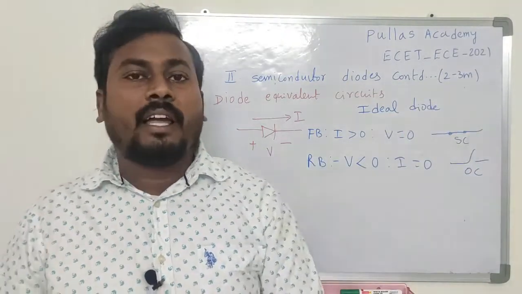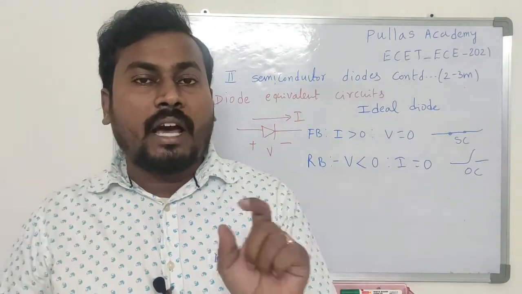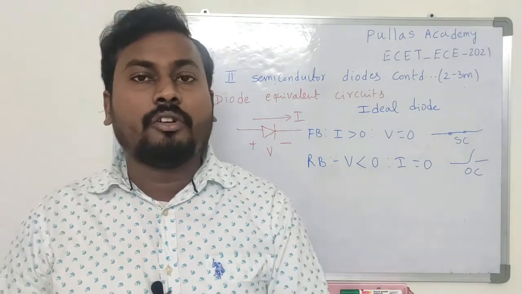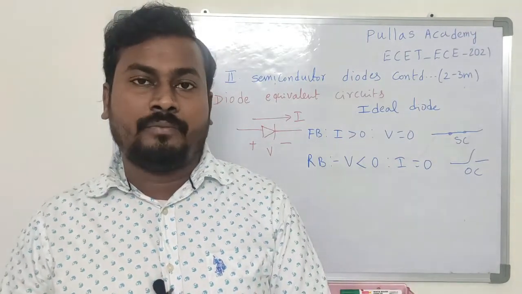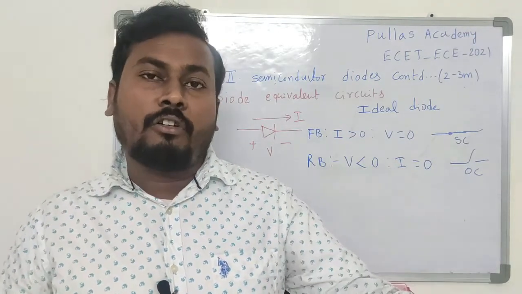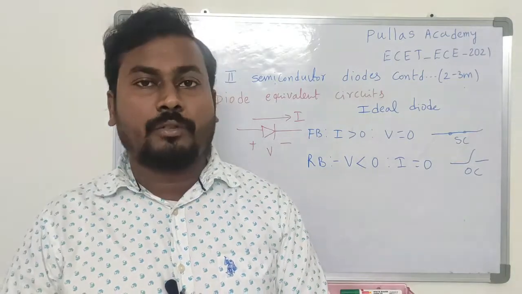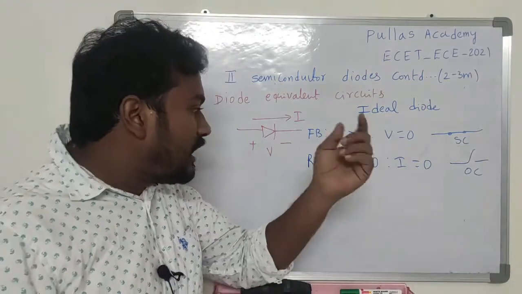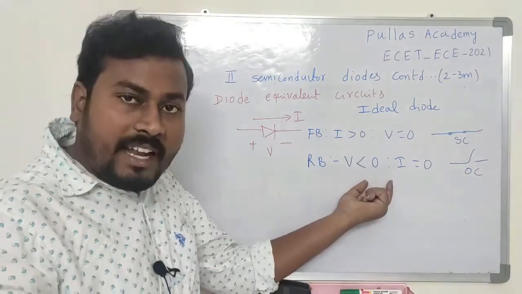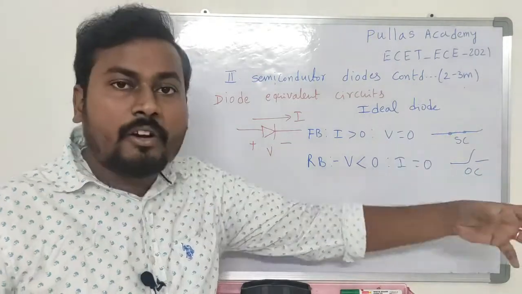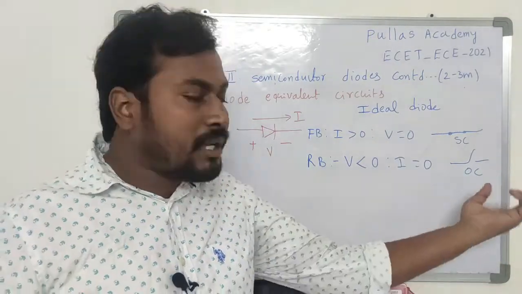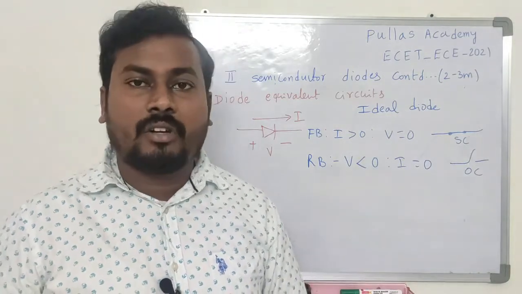Okay, so whenever the current through the diode becomes positive, the diode should be replaced with a short circuit. Then we say the diode is in forward bias condition. Okay, so when the voltage is less than 0 for a diode, then the current through the diode is 0 and it is simply replaced by an open circuit.